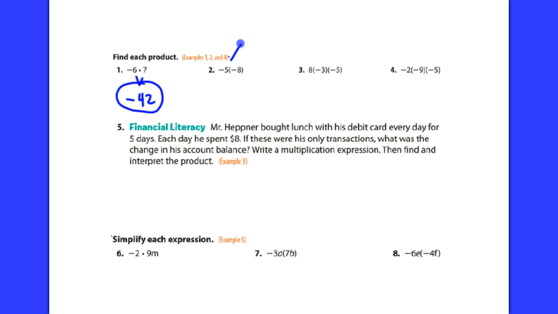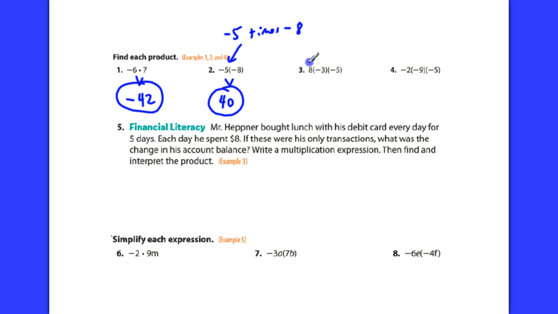This question right here, I want this down, please. That means negative 5 times negative 8. I'd like you to write that for that problem. That's not a subtraction problem. That's a multiply because the 5 is touching the parenthesis. So negative 5 times negative 8, a negative times a negative equals a positive. So you just multiply 5 times 8, 40.